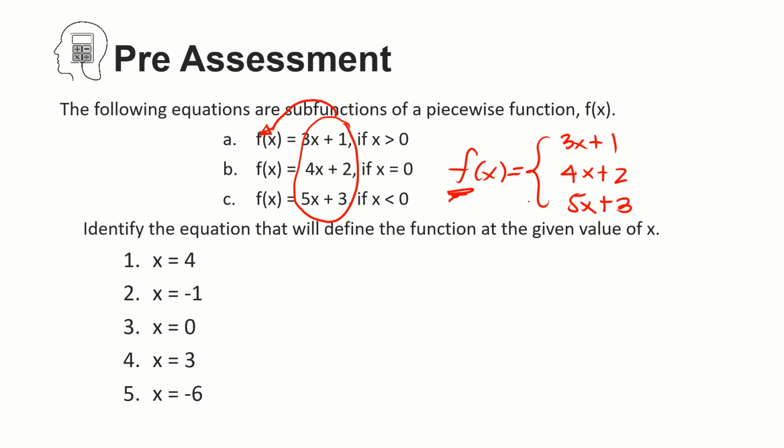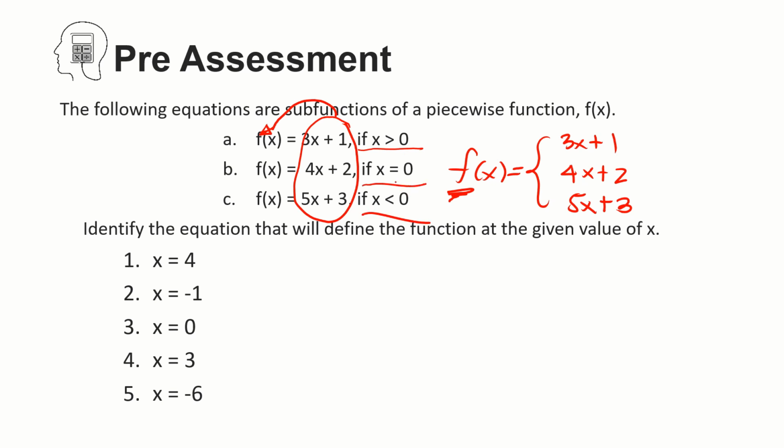So now that we have multiple functions that define the same function, how can we know when the function 3x plus 1 will be used to define our function f? When do we use 4x plus 2, and when do we use 5x plus 3 to define our function f? To know when to use these functions, we need to look at the given interval of domains or interval of x.